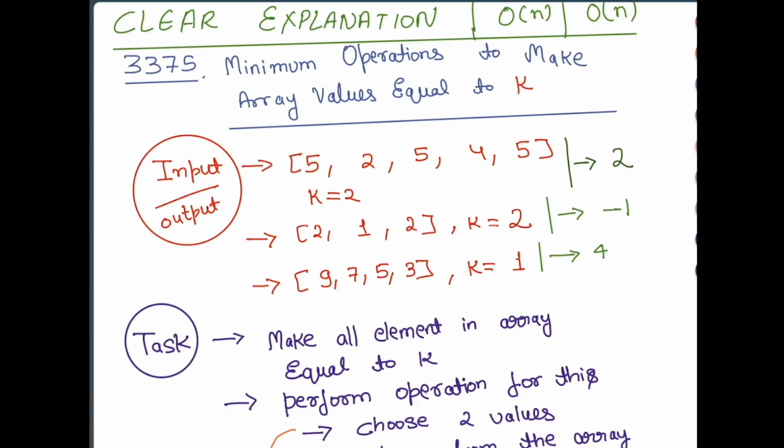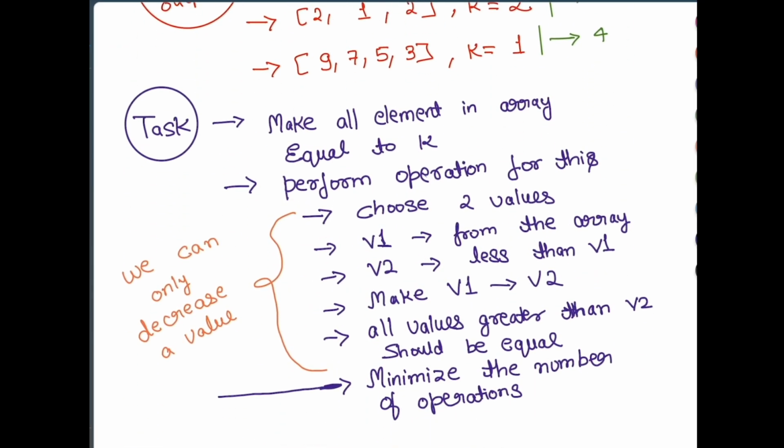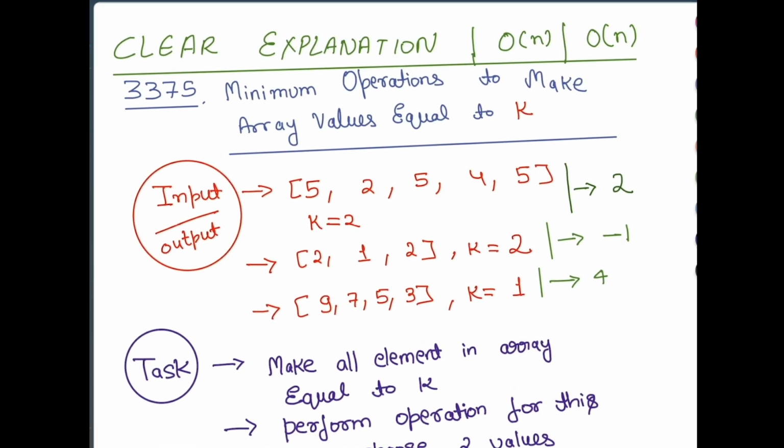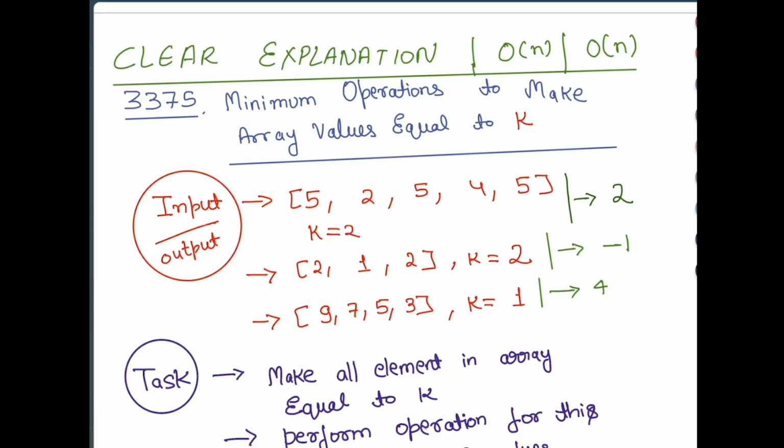Now if the value of v1 is 5, then what can be the value of v2? See, the value of v2 can be 4, 3, 2, 1, right? But we know that we cannot choose 3, 2 and 1 as well. The reason for this is all values greater than our given value v2 should be equal. So from here we can say that if the value of v1 is 5, then the value of v2 should be the second highest number, that is 4.